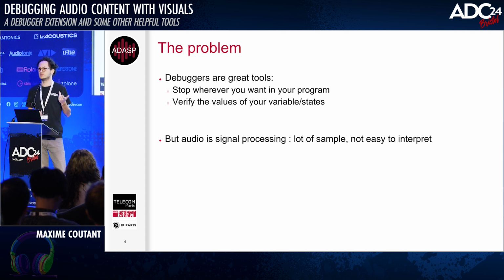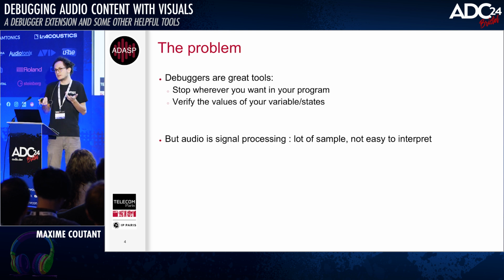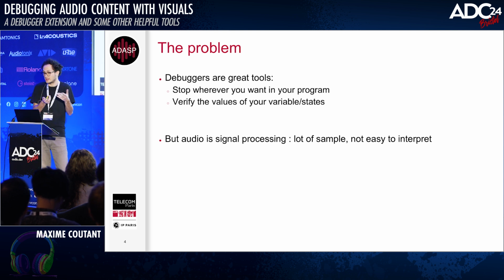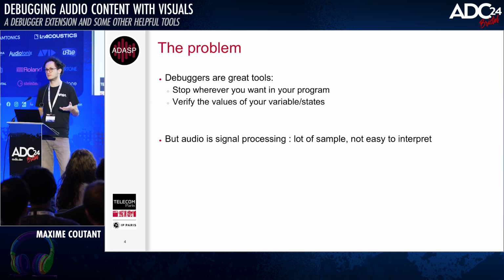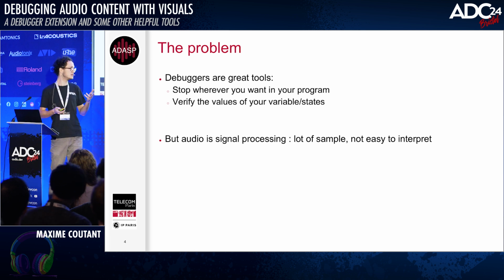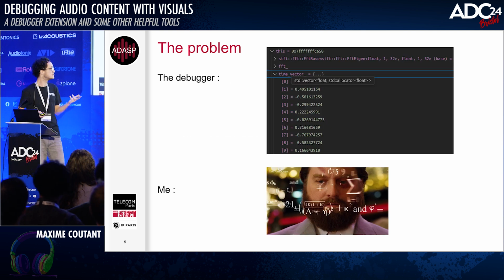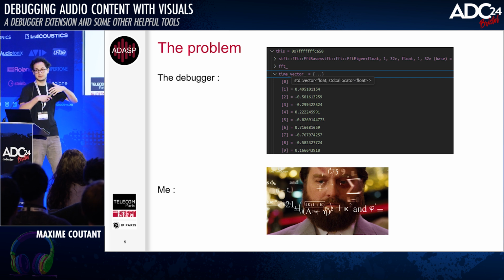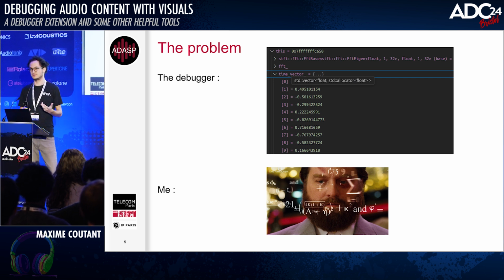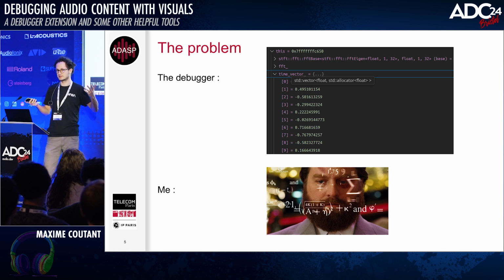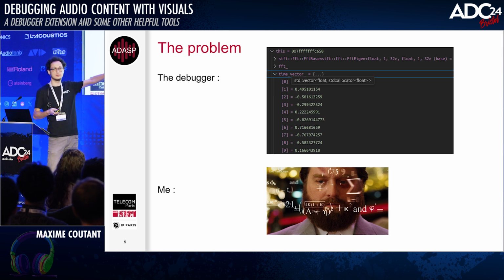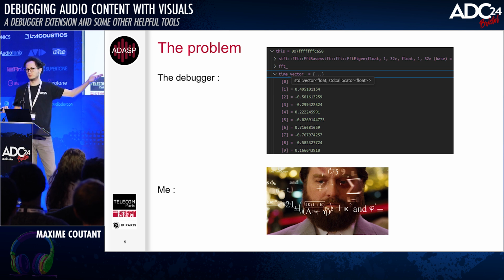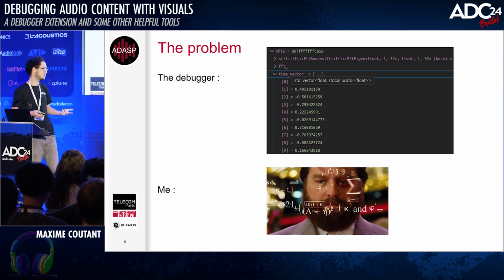But we do have a problem in audio: we technically are doing signal processing, so the data we work with is a signal. So it's usually composed of a lot of samples, and it's not easy to interpret. So often enough, what will happen is that you stop on a breakpoint, and you see great floating point values, and if you've got 9 or 10, it's fine. But what if you've got dozens, hundreds, or maybe thousands, or tens of thousands? I don't know about you, I can't read that. I can read the floating point values, but I can't actually make sense out of it.